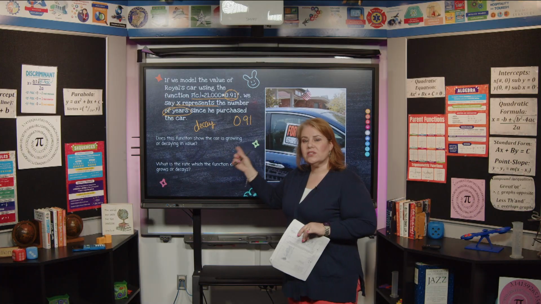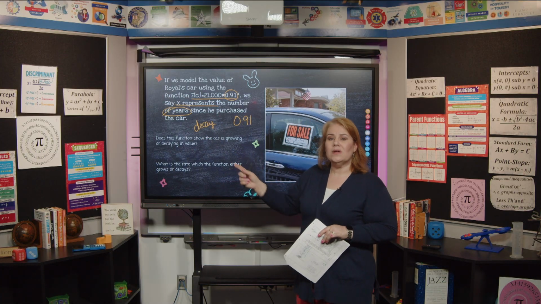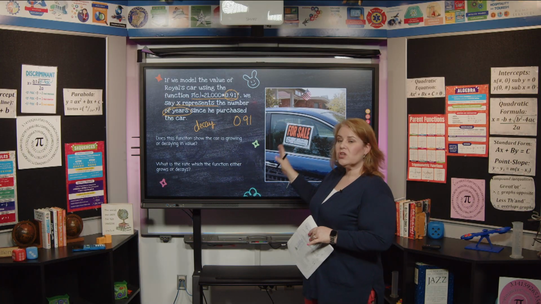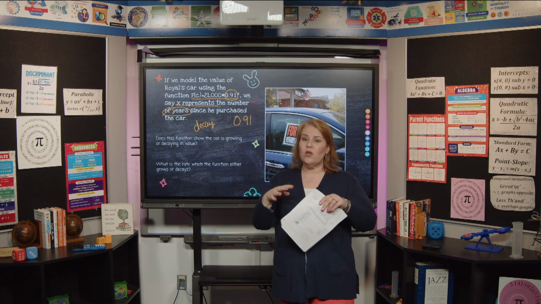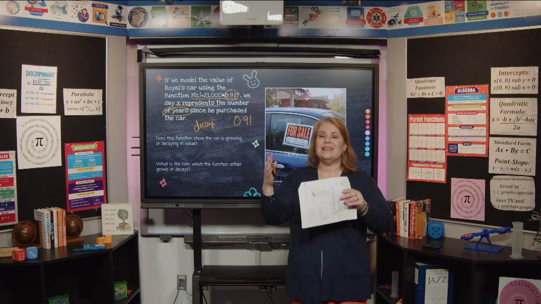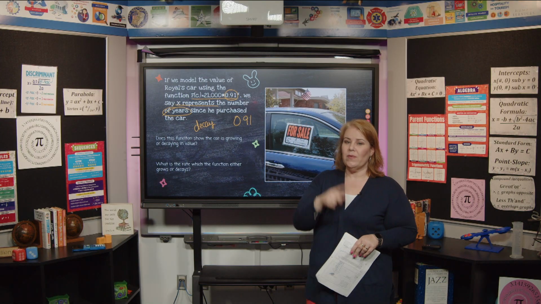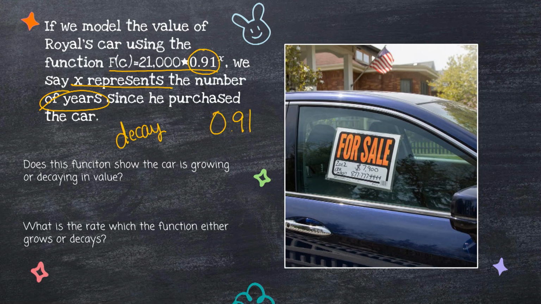Where Chauncey's money was appreciating, Royal's car's value is depreciating. And just something for us to know, when you buy a car, the value of it does depreciate over time. So that's just an interesting thought to have. So it says, does this function show a growth or a decay? It does show a decay, and we said that that is also known as depreciation. And what is the rate at which this is decaying? We said that it is decaying at 91%.